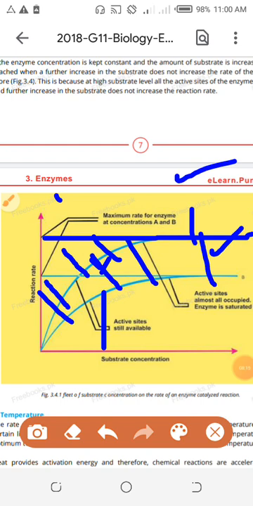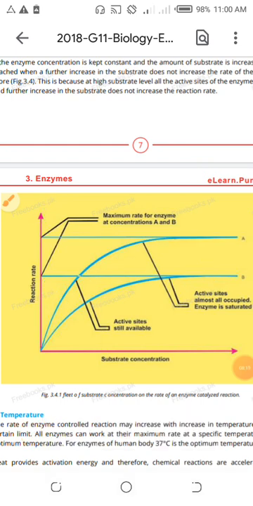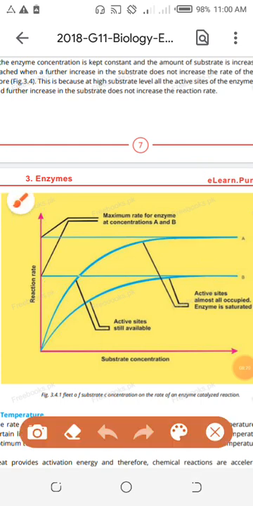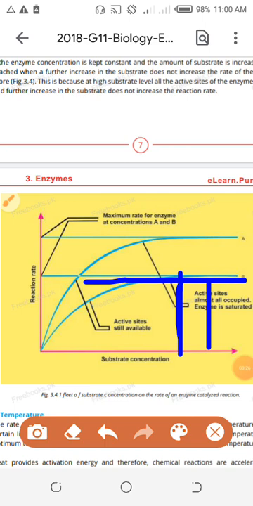But in this line, when substrate concentration is increasing, the rate of reaction is not increasing. I am pinpointing this point again and again, because this topic resides with this point. The only key point of this topic is what I am discussing. Now the rate of reaction is not increasing. The rate of reaction remains constant.